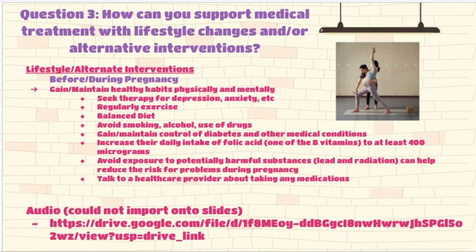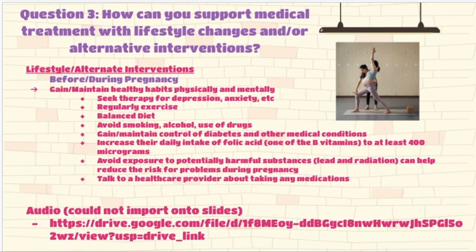It's also suggested to increase daily intake of folic acid, one of the B vitamins, to at least 400 micrograms. Folic acid helps with the neural tube, and the neural tube is what helps form the early brain and spine. So when we increase the folic acid, it'll prevent major birth defects associated with the baby's brain and spine as well. And it helps make new cells.